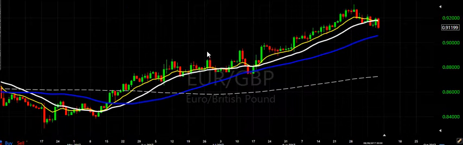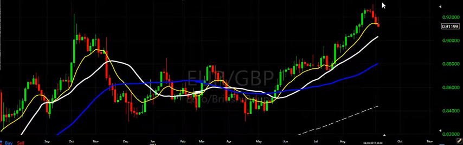We go to the Euro GBP, so we see the Euro having increased, but now we're seeing some selling pressure. I think this pair will sell off. We'll just have to wait for confirmation. If we look at a 3-day chart, we can see the signals were stronger.